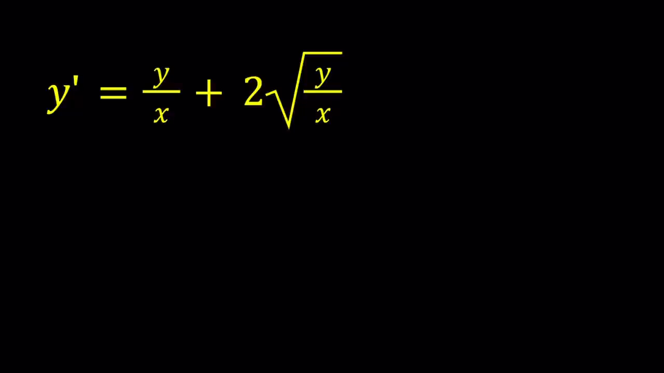We have y prime equals y over x plus 2 times the square root of y over x. And we're going to be solving for the y values.